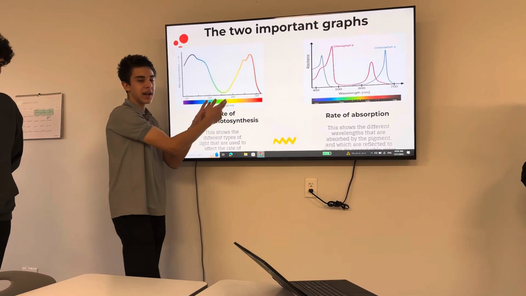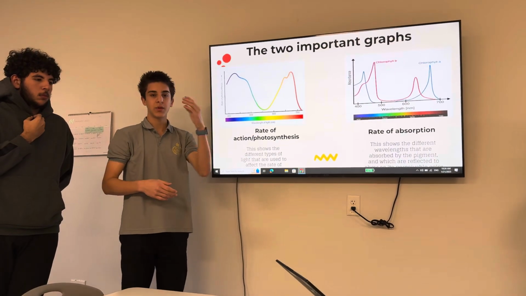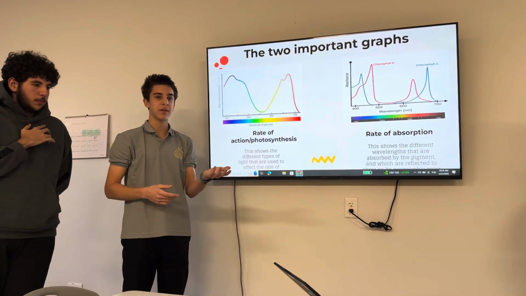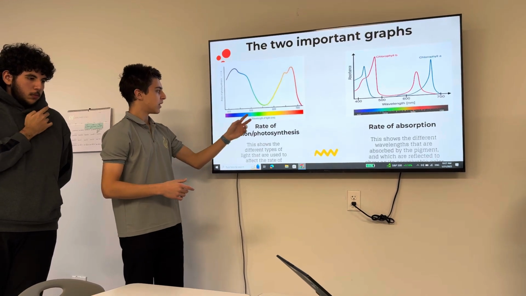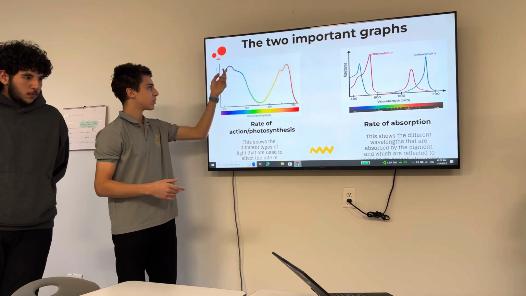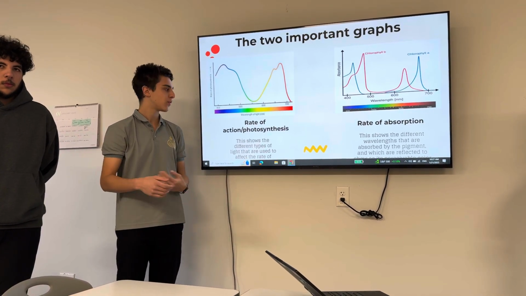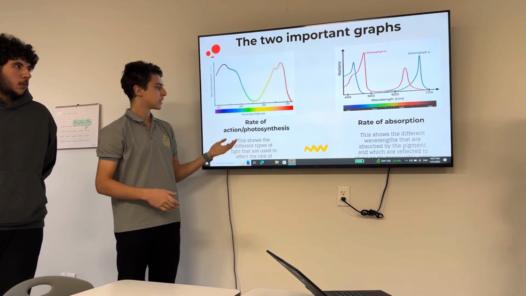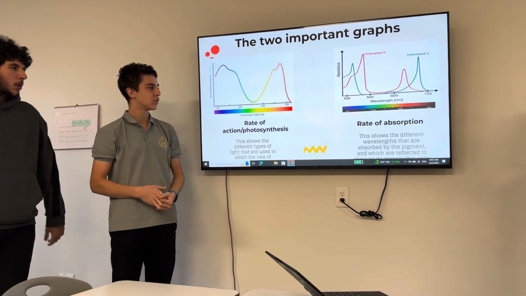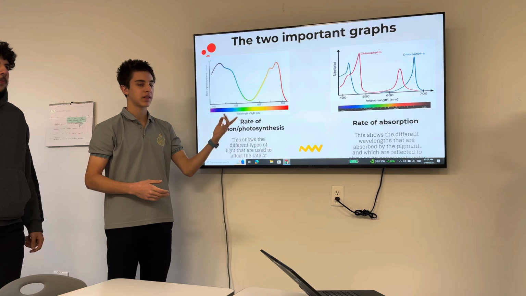So the green part would be reflected off like that chair. It would be reflected off and we perceive it as green. Otherwise, the other portions, which would appear as red, for example, or purple or blue, would be used by the pigment for photosynthesis. And basically, they're just two graphs with the same flow, but they mean different things.